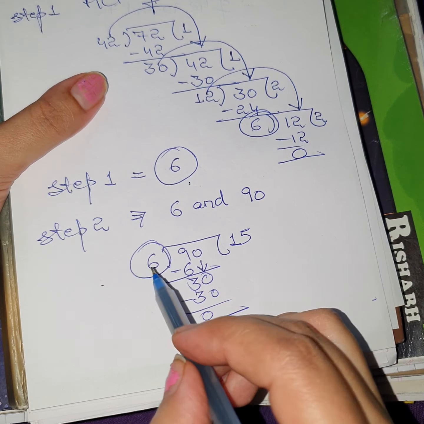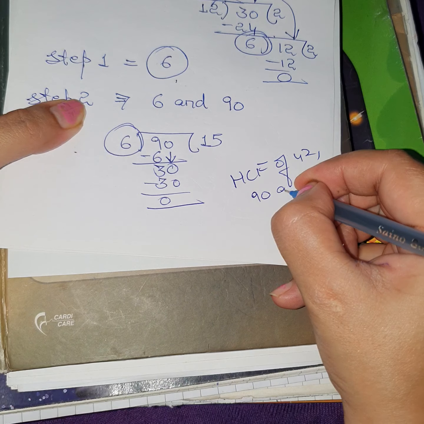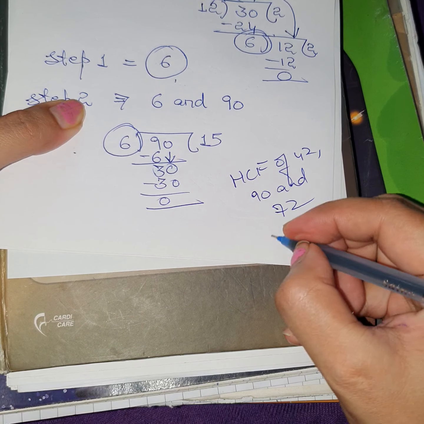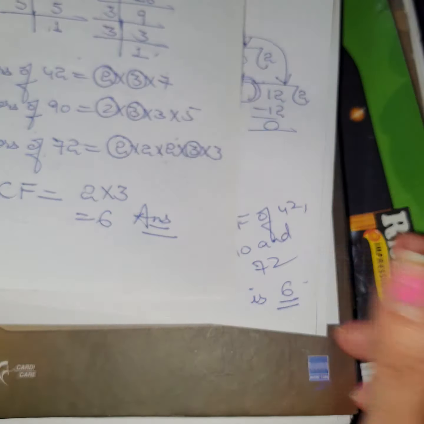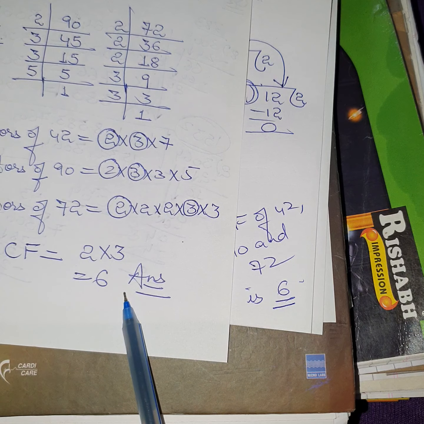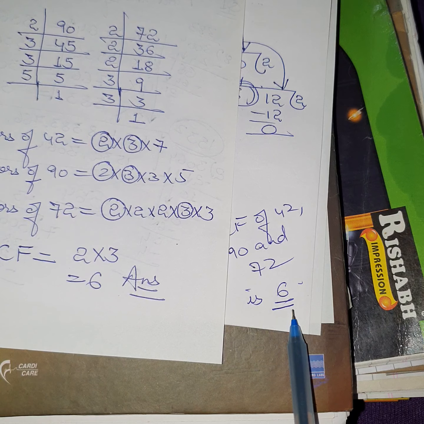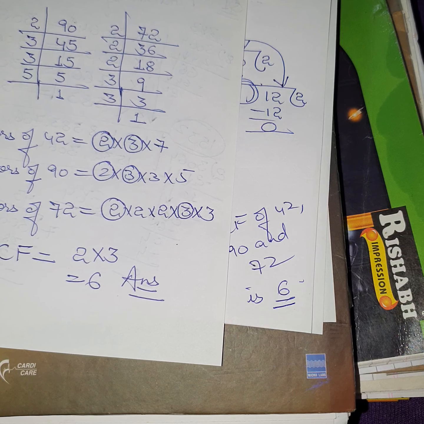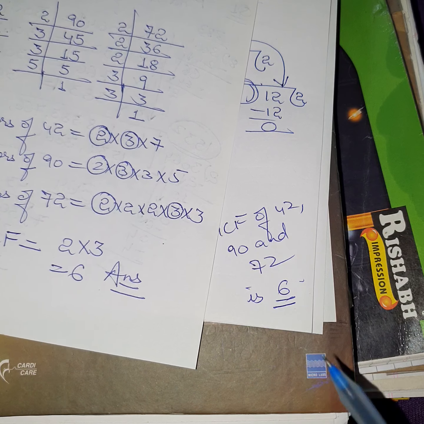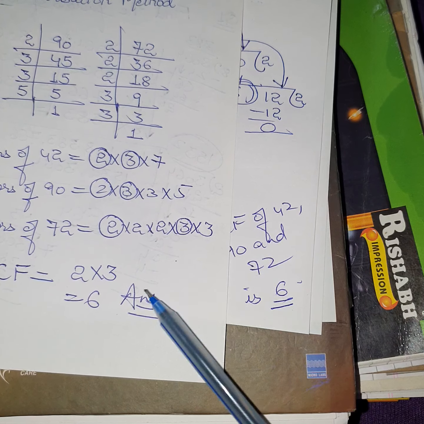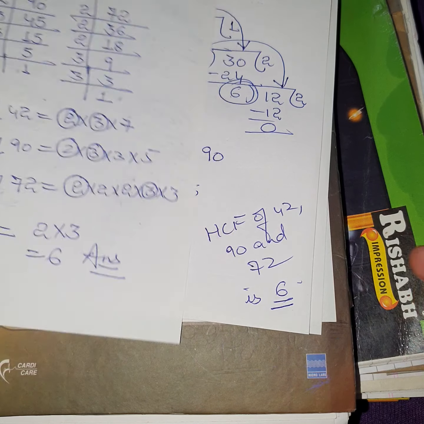So the HCF of 42, 90 and 72 is what? Yes, it is 6. You can see that in both cases the answer is the same. By the prime factorization method the answer is 6, and by the division method also the answer is 6. The answer will come the same because we are finding the HCF; only the methods are different. So that's why I was telling you, you can use any method whichever you find easy and solve accordingly in your notebook.